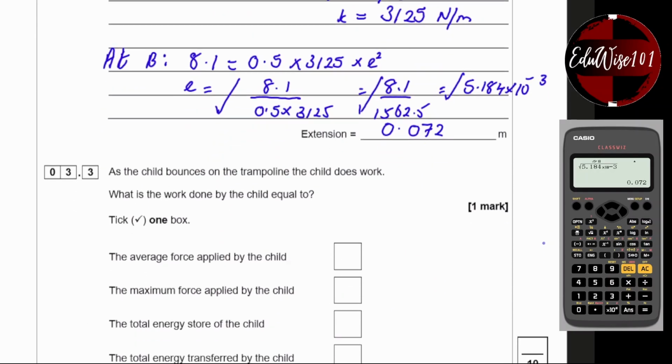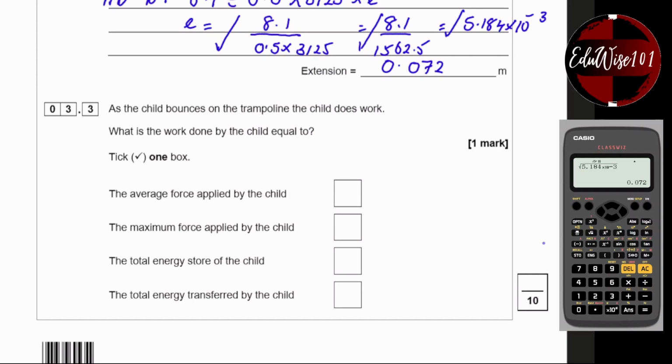Question 3.3. As the child bounces on the trampoline, the child does work. What is the work done by the child equal to? The work done should be the average force applied, no. The maximum force, no. The total energy store of the child, no. The total energy transferred by the child, yes. So the work done is equal to the energy transferred by the child to the springs.